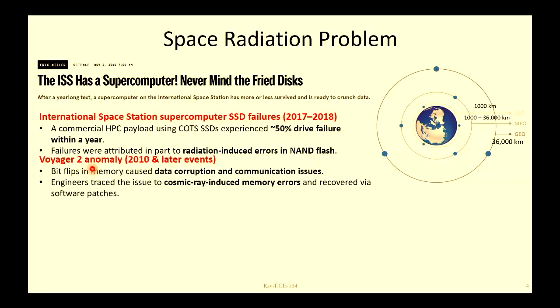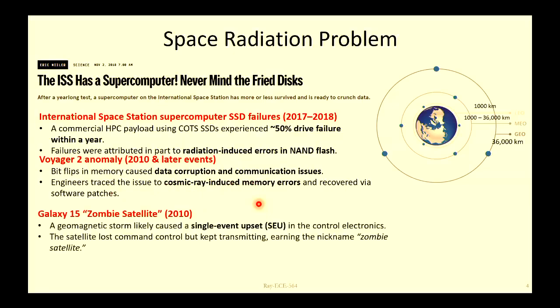Not only that, there are many other incidents. You can see Voyager 2 had bit flips, mostly coming from data corruption issues in memory. So bit flips in memory caused by radiation are pretty common in space electronics. Another incident, in 2010, the zombie satellite: Galaxy 15, a geostationary satellite for Earth, also got affected by space radiation. It caused a single event upset. Single event upset means, suppose an SRAM bit got flipped, or some configuration memory file got corrupted. Then the entire system will fail. So this satellite lost command control but kept transmitting.